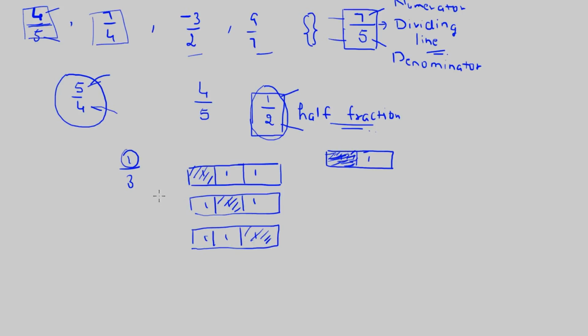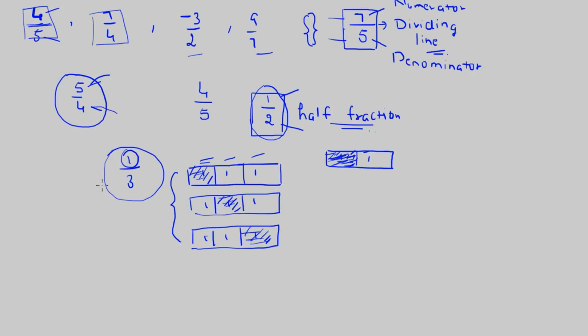So these are the 3 representations of 1 by 3. What does it mean again? That we have 3 equal parts of something, and the fraction represents one equal part among 3 equal parts.